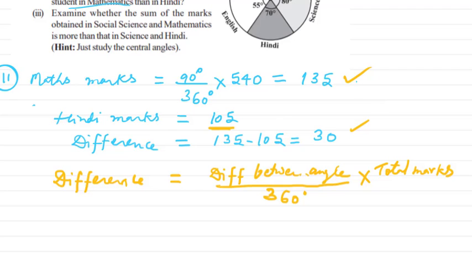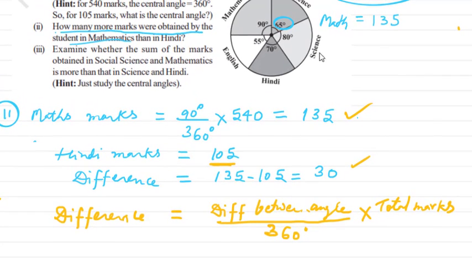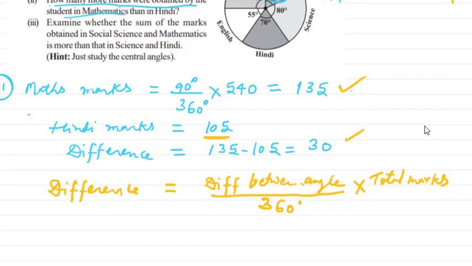Now you just have to observe the table. In maths, what is the center angle? It's 90 degrees. In Hindi, the central angle is 70 degrees. Only this is needed. So here we can write the difference between the angles: 90 minus 70, divided by 360, and the total marks is already given, that the student scored 540 marks.